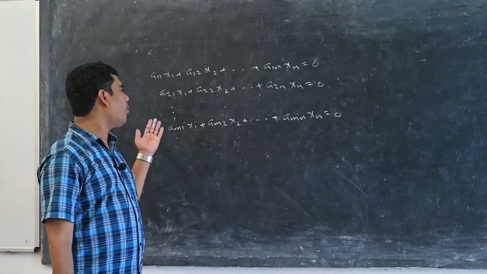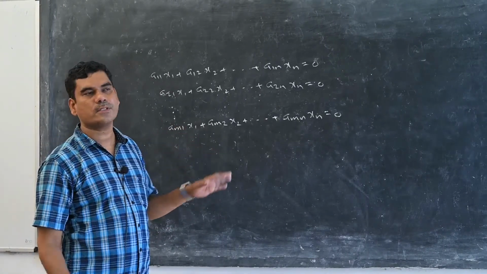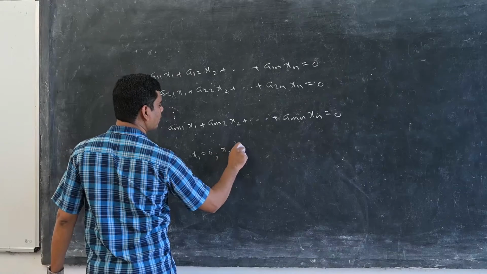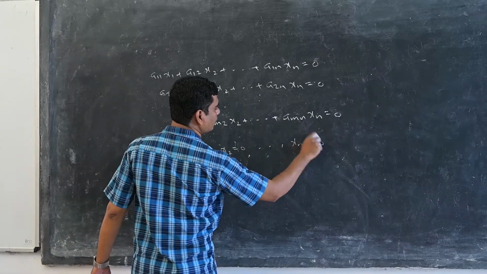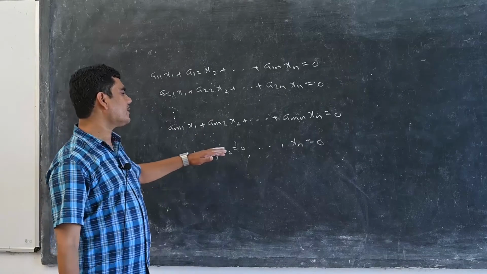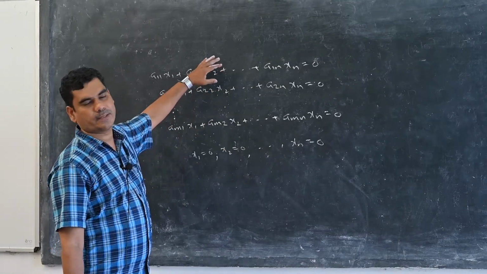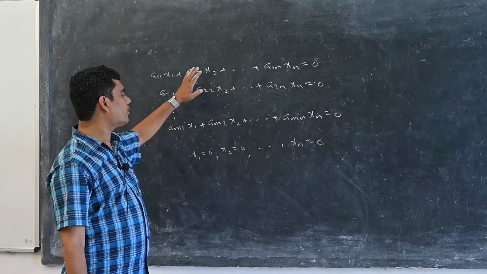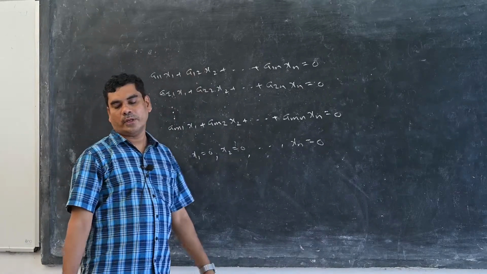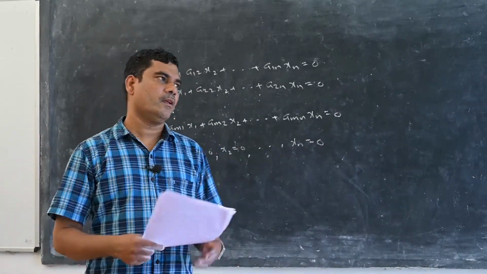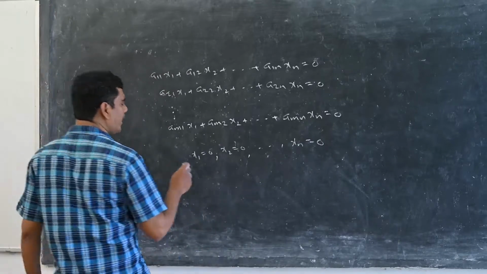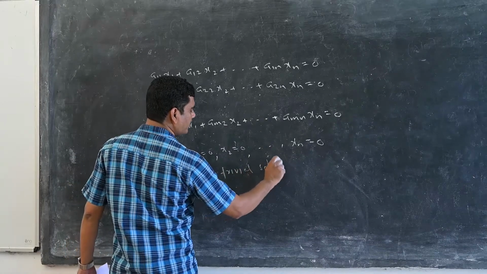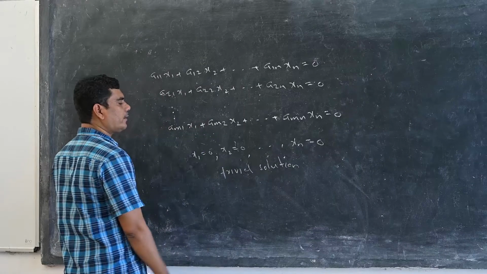A homogeneous system is always consistent, because if we give x1 is equal to 0, x2 is equal to 0, etc., xn is equal to 0, then this satisfies all these m equations. So a homogeneous system is always consistent. This solution is called the trivial solution.